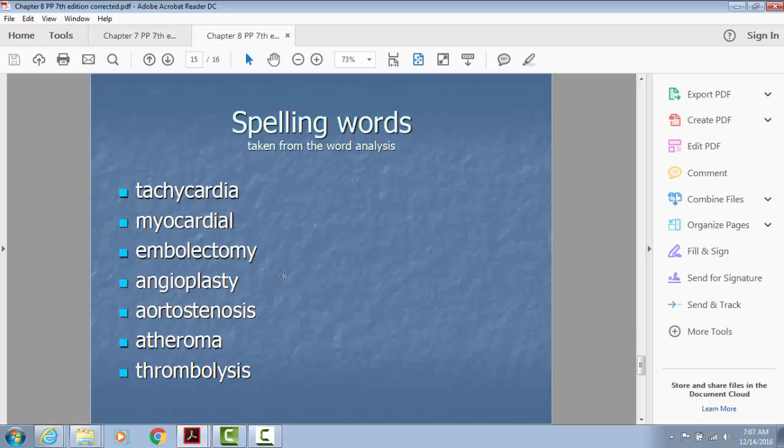Spelling words taken from the word analysis. The first word is tachycardia, which is a rapid heartbeat. Myocardial, the heart muscle. Embolectomy, excision or removal of a clot. Angioplasty, surgical repair of a vessel. Aortostenosis, narrowing of the aorta. Atheroma, tumor of fatty plaque. And thrombolysis, separation, loosening, or destruction of a clot.